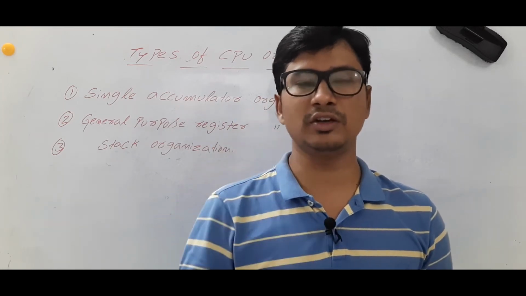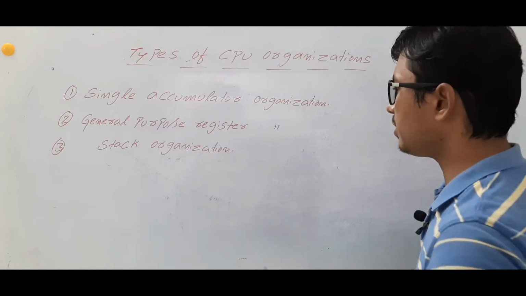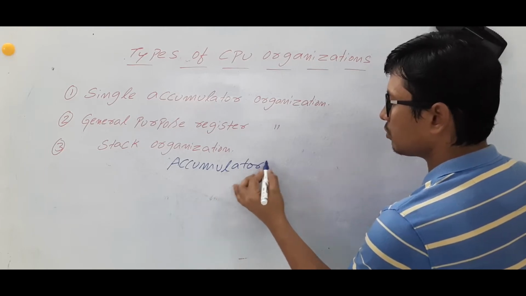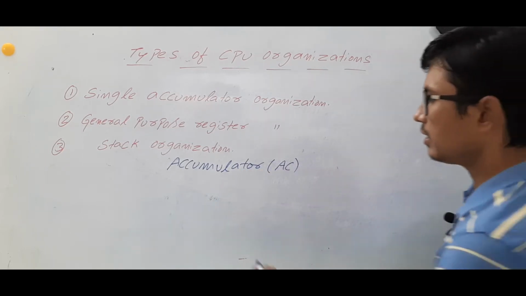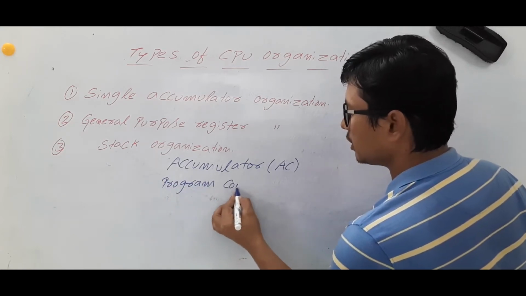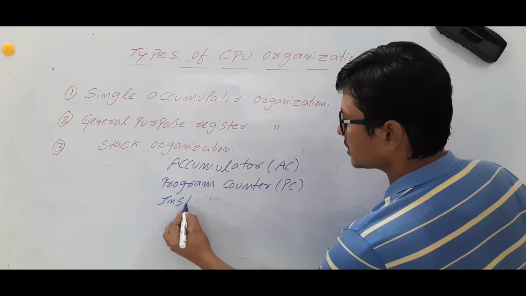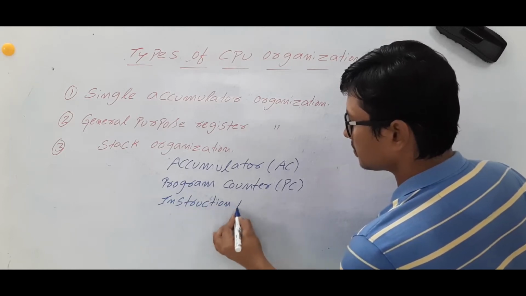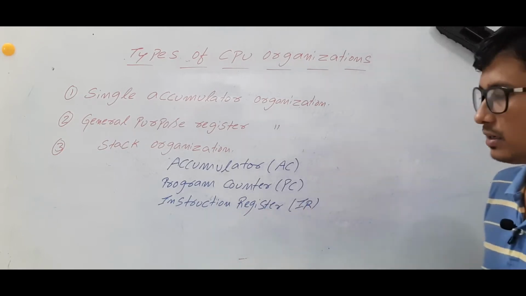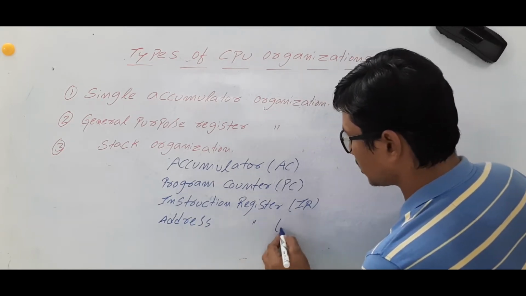Before discussing these three organizations, let me discuss the special purpose registers. We have a special purpose register called accumulator. In short, we will call it an AC. We have another special purpose register called program counter, which we will represent as PC. We have an instruction register, in short called IR, and an address register, in short called AR.